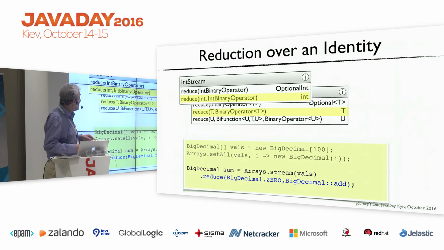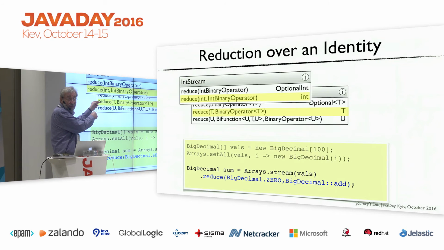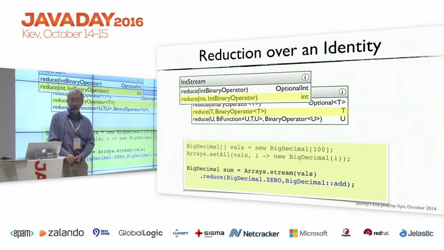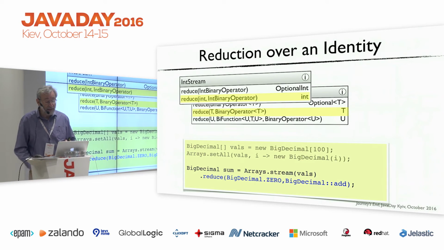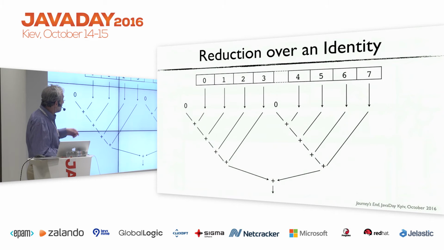Reduction over an identity, which is where I was headed with this. All right, we've got it here. It's like the one I showed for IntStream. This is the one that I was after for reference types, and here it is with BigDecimal. We're using the identity of BigDecimal zero and BigDecimal add, and this works okay. This works fine for immutable objects. Here's the diagram of what reduction over an identity looks like for ints, with the identity being 0.